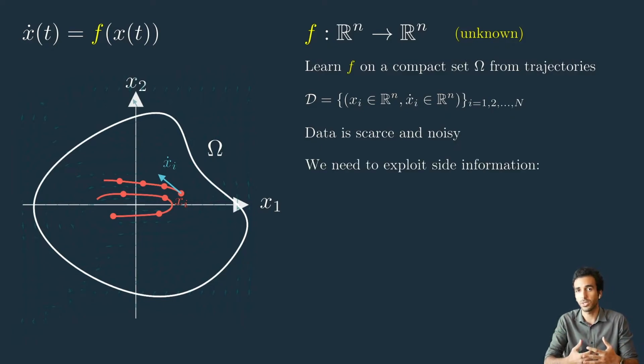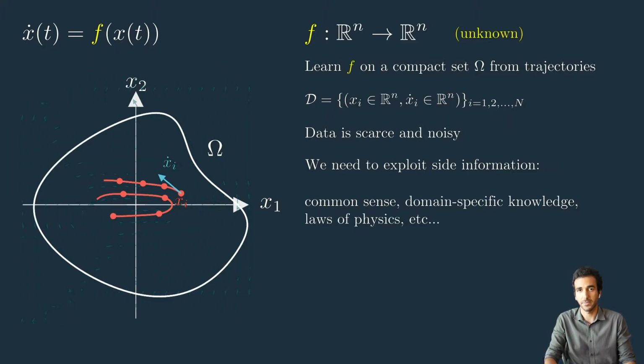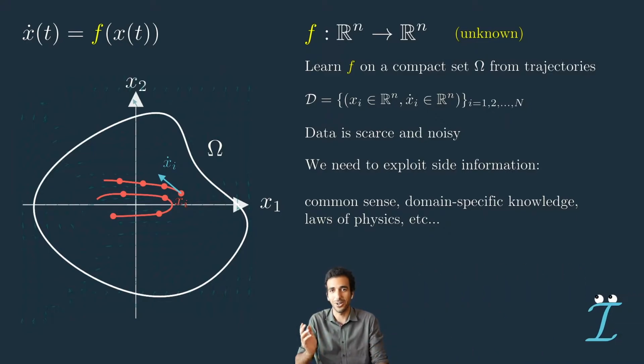So I need to exploit what I call side information. And by side information, I mean any information you might have about this dynamical system on top of the trajectory data. It could come from common sense, some domain-specific knowledge, laws of physics, etc. And whenever I bring up side information, I'm going to call on the side information guy, and his job is to give me the side information that I need one by one.